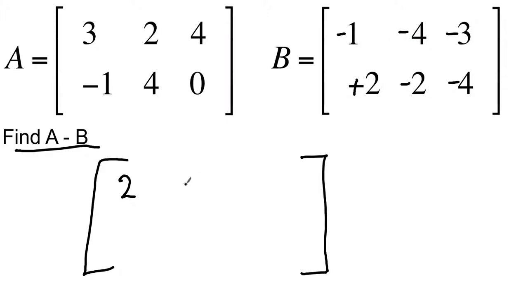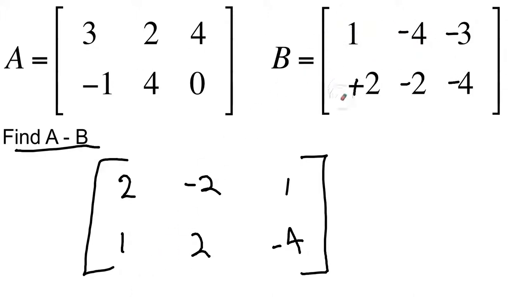2 plus negative 4 gives me negative 2. 4 plus negative 3 gives me 1. Negative 1 plus 2 is 1. 4 plus negative 2 is 2. 0 plus negative 4 is negative 4. Okay, so that's the technical definition. You multiply all of these things by negative 1 and then you add them together.